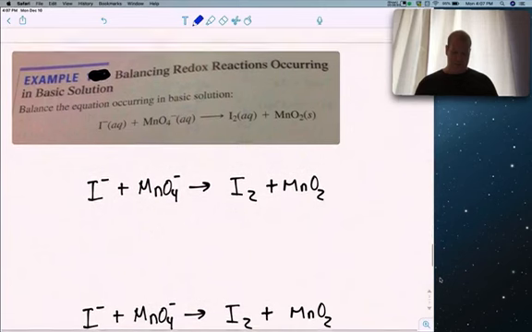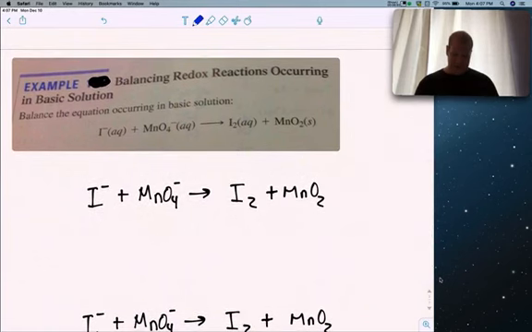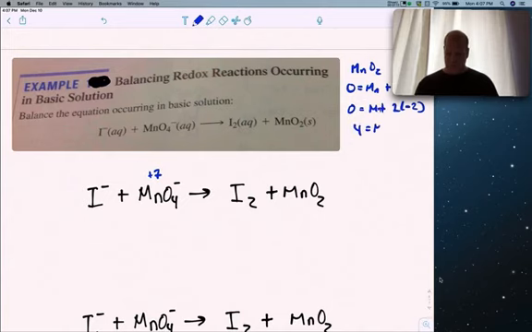What about a basic solution? So we've already learned this is plus 7. Manganese here, MnO2, so 0 is manganese plus 2 times oxygens. Oxygen tends to be minus 2, so 0 is manganese plus 2 times minus 2. 4 is equal to manganese, so this is plus 4. So MnO4 minus plus 3 electrons goes to MnO2. So plus 7 to plus 4, we need to consume 3 electrons.